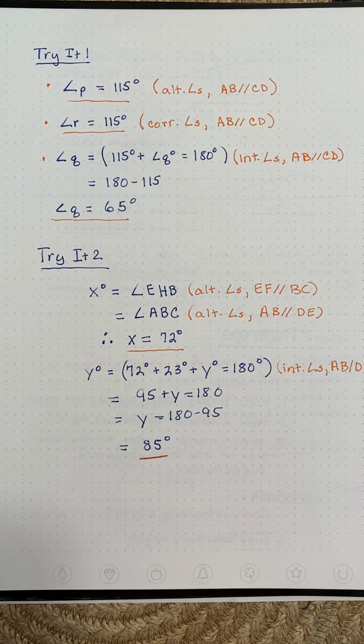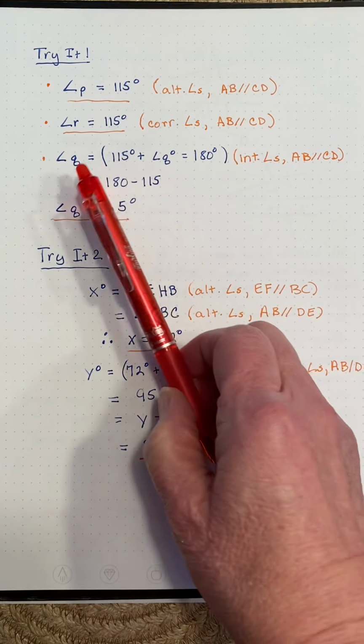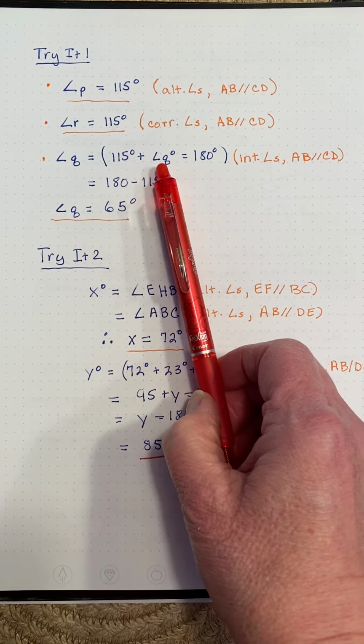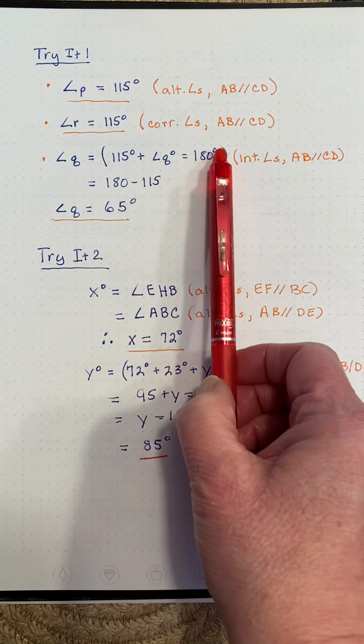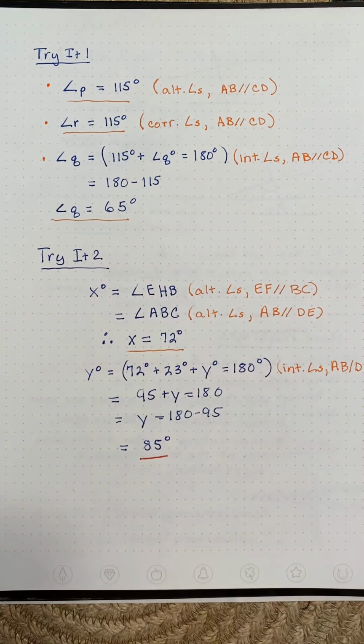Then angle Q would be, angle P and Q are forming a straight line. So they are interior angles, opposite interior angles actually, and they total 180. So angle Q is going to be 115 plus Q would total 180. So you just would subtract that. Angle Q is 65 degrees.